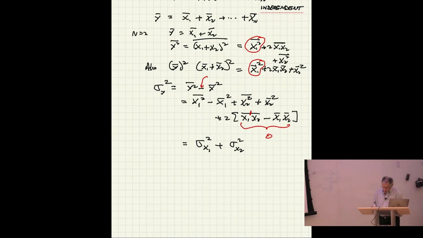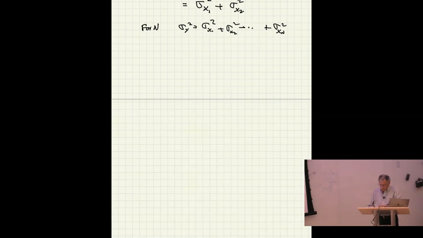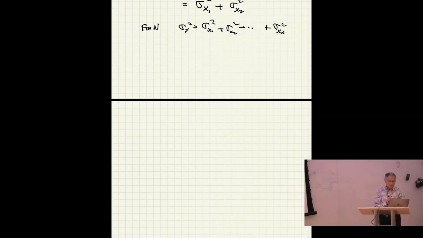Now, in general, if y is the sum of two independent random variables, the variance of y is the sum of the variance of each. So for n, and I'm going to use the independence now, the variance of y will be the variance of x1 plus the variance of x2 plus dot dot dot plus the variance of xn. So that was pretty straightforward.